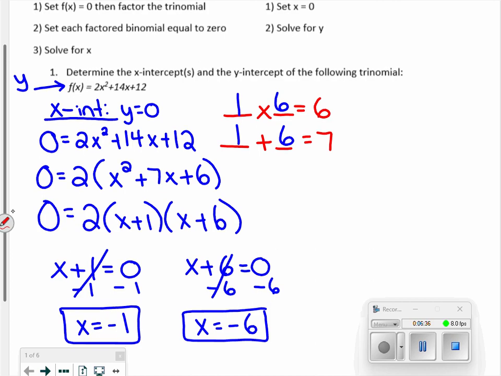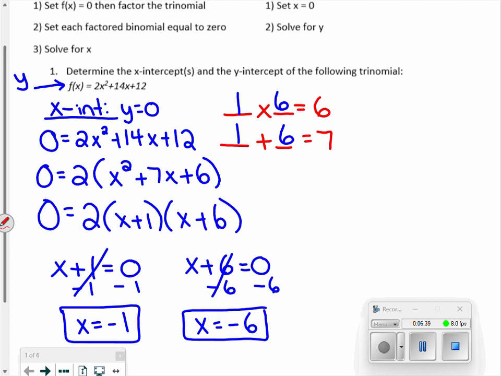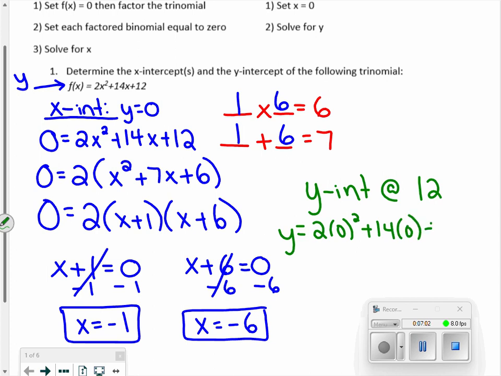Our y-intercept is when we plug in 0 for x, or when we look at that equation, what do we know? What's our y-intercept? 12. Okay, if you couldn't, you would go y equals 2 times 0 squared plus 14 times 0 plus 12. But remember the c value is always your y-intercept. But we always go back to the original equation. Yeah, that's a good question.